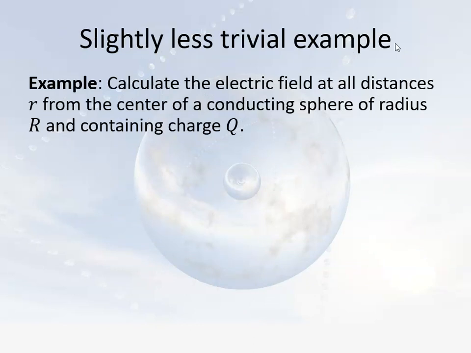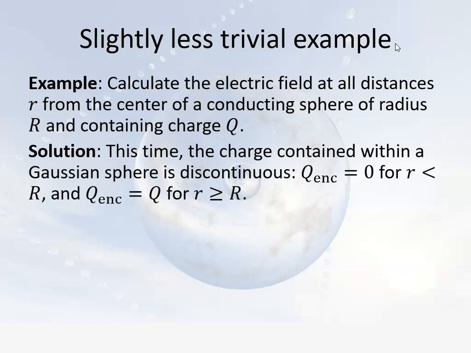Now, how about the electric field at all distances r, little r, from the center of a conducting sphere of radius big R containing charge big Q? Well, here, again, it's actually relatively easy. Because remember what a conductor is. A conductor is a situation where, as a result of being a conductor and charge being free to move anywhere it wants, it moves to be as far away from other charges as it can be. Well, it can't go any farther away than the surface, so all the charge aggregates on the surface.